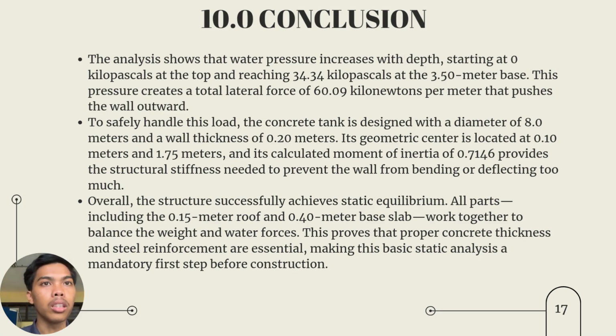To safely handle this load, the circular concrete tank is designed with an internal diameter of 6.0 meter and a wall thickness of 0.2 meter, which places the geometric centroid of the wall at coordinates 0.10 meter and 1.75 meter.